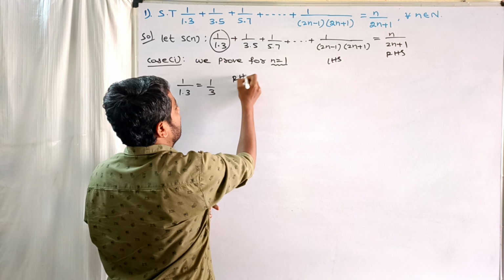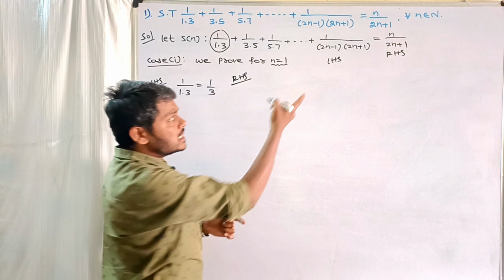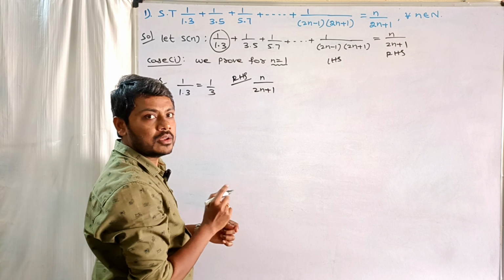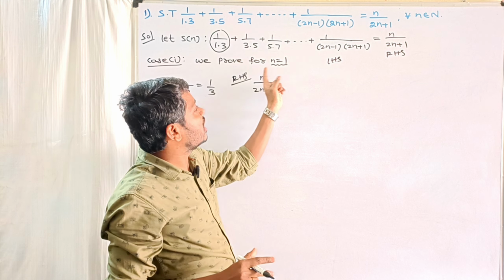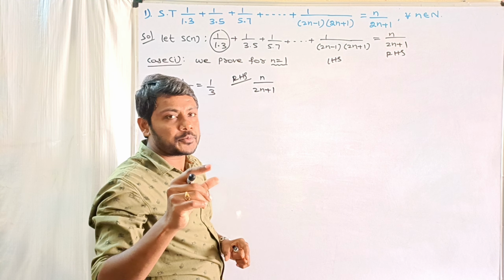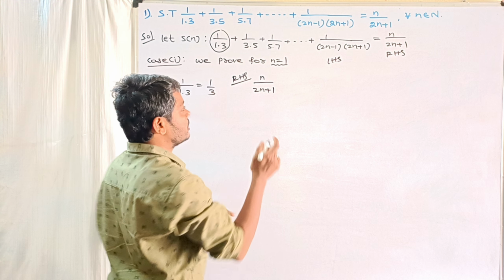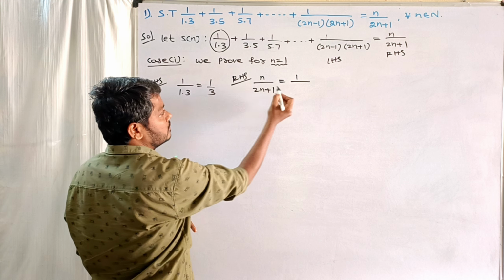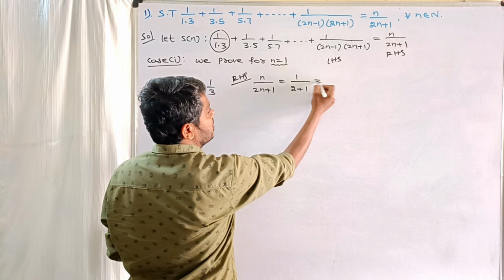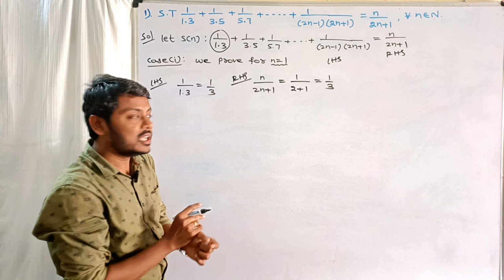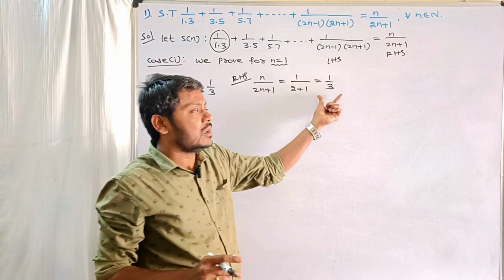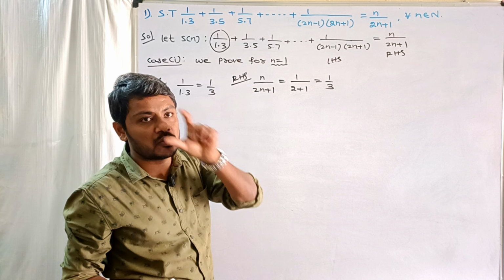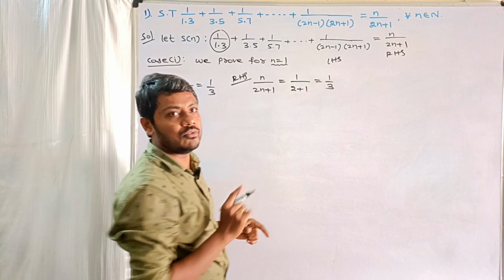Next, RHS. What is RHS? n by 2n plus 1. So we can replace n by what? 1. Just substitute 1 instead of n. That is 1 by 2 into 1 plus 1, that is 2 plus 1, which is equals to what? 1 by 3. Clearly LHS value 1 by 3, RHS value 1 by 3. Therefore the given statement is true for n is equals to 1.